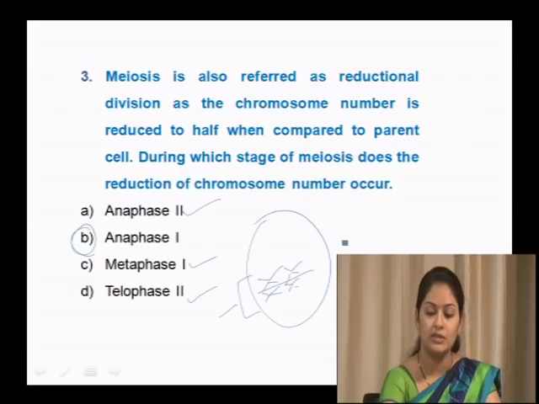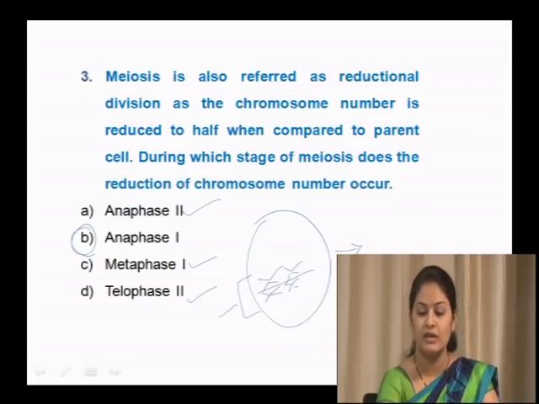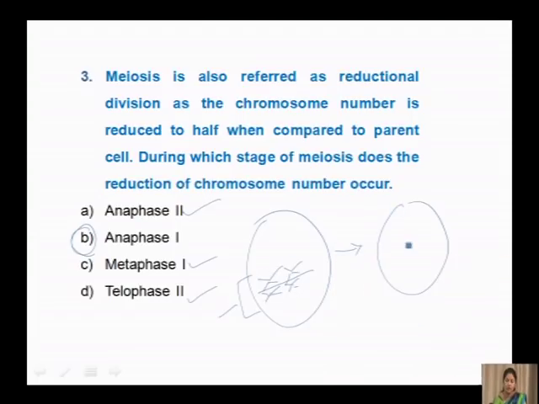But when it enters the next stage, anaphase 1, because the kinetochore is associated with the spindle fibers only on one side, the entire chromosome is shifted to the poles. The sister chromatids are not separated. So one pole gets 2 chromosomes and the other pole gets 2 chromosomes. The original chromosome number was 4 here. Now each pole has 2. Therefore, anaphase 1 is actually reducing the chromosome number. You can come to the conclusion that B is the answer.